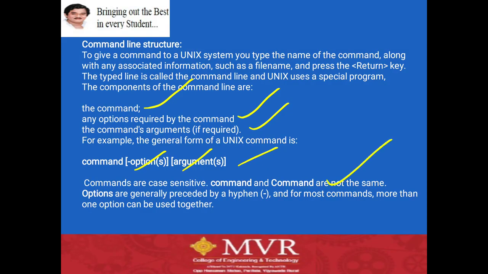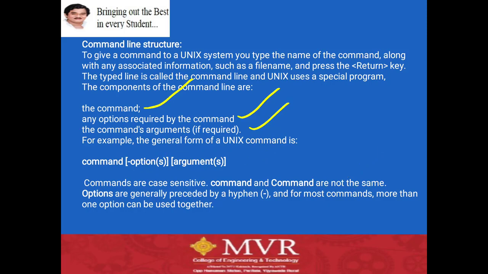The second point is that all commands are case sensitive, as we have discussed several times that in Unix everything is case sensitive. That means there is a big difference between lowercase letters and uppercase letters, so that is the important thing. And the hyphen symbol is used to specify options, whatever options we use, like minus L or minus WC. Whenever you are using options, you are using the hyphen symbol. Options are generally preceded by a hyphen, and for most commands more than one option can be used together. Yes, that is also very important.